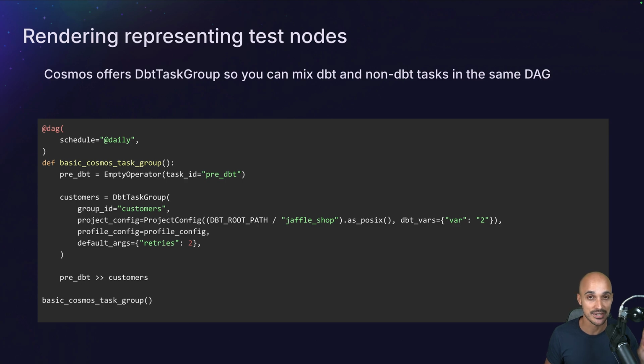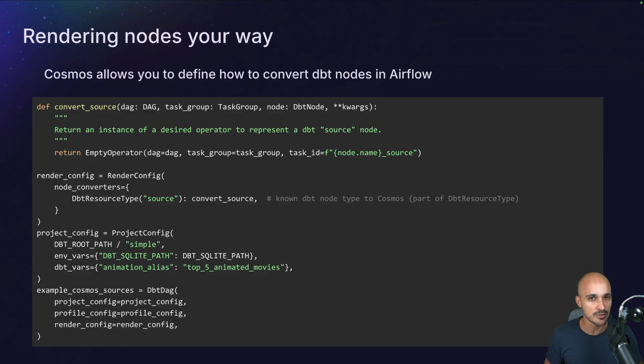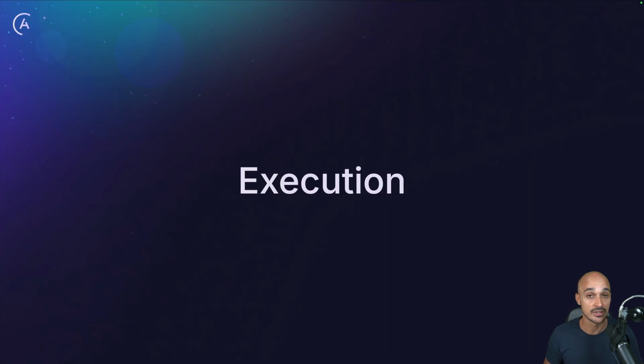You don't have to have a single DAG corresponding to your dbt workflow. And also with Cosmos, you can define how to convert dbt nodes in Airflow. For example, you have the dbt sources that you want to render in a specific way. You can do that. As shown in this example, you have the render config object with node converters, and that takes a dictionary with the keys corresponding to the dbt resource type, in that case source, and then we pass a Python function convert source that tells Cosmos how to represent the dbt source nodes. So that's it about rendering.